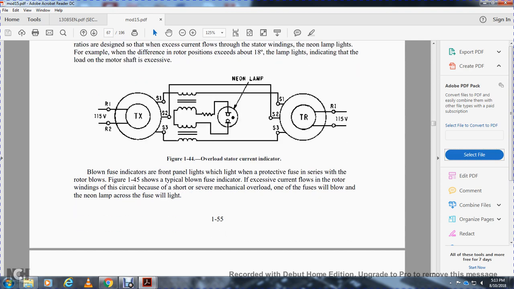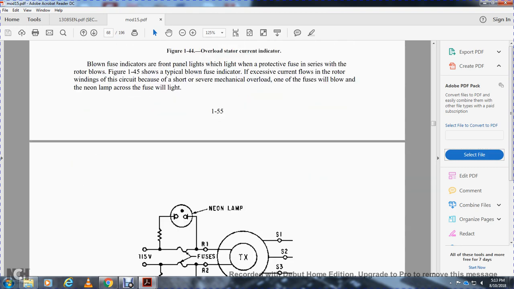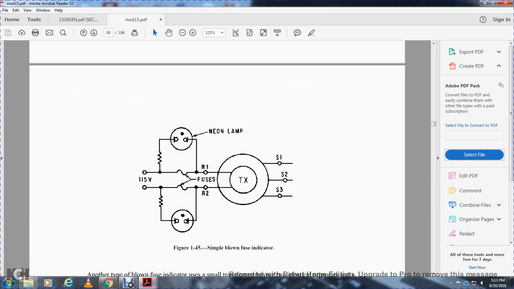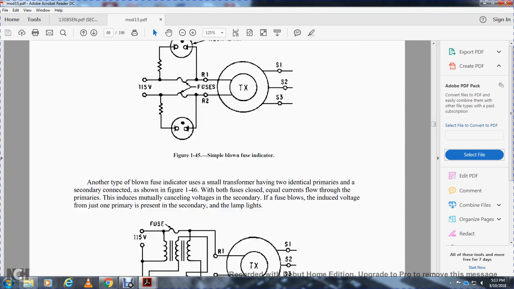A blown fuse indicator is a front panel light within the protective fuse of the rotor circuit. Figure 145 shows a typical blown fuse indicator. Except for the current flow in the rotor wiring, the light is triggered because of a short, a mechanical overload, or a blown fuse, with the neon light across the fuse lighting. Alright, this shows the neon lights across the two fuses of rotor 1 and rotor 2, on the torque transmitter, with stator 1, stator 2, and stator 3.